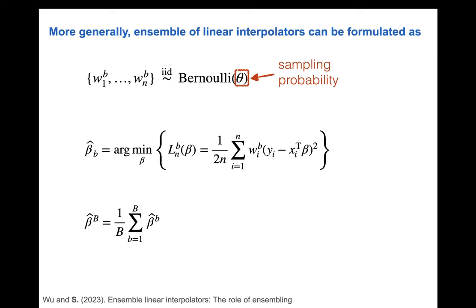And then we can write an estimator beta hat sub b in the following form. This beta hat sub b is basically a weighted least square loss. Because w_ib here is a Bernoulli random variable, it only takes one or zero. So this really means that I only pick a proportion of the original samples. And because w follows a Bernoulli distribution with parameter theta, I roughly only utilize a theta proportion of the original samples to form this estimator beta hat sub b. Then I do this simple average as an ensemble. I just take an average of all the beta hat sub b.